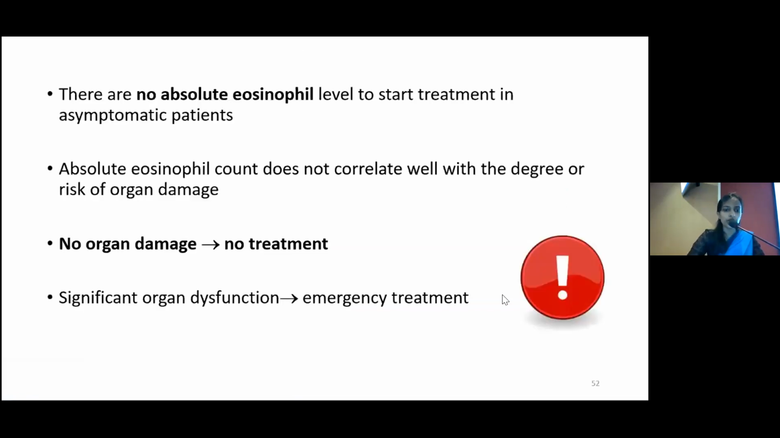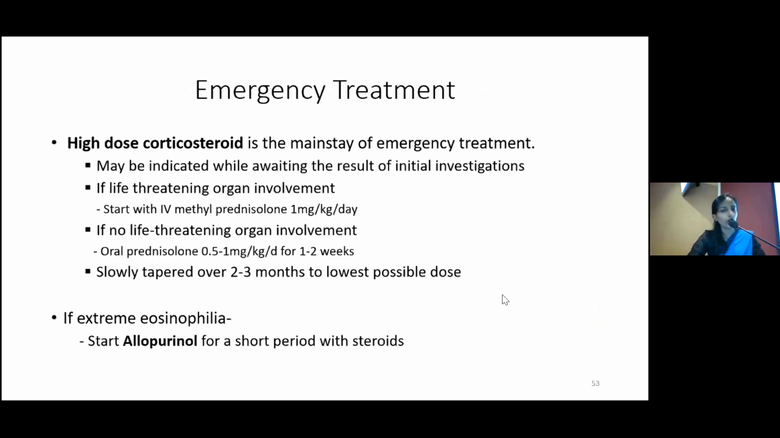So with regards to emergency treatment, there's no absolute eosinophil level to start treatment in asymptomatic patients because the absolute eosinophil count does not correlate with the risk of end organ damage. So if a patient is not having organ damage, irrespective of the cause, whether it's primary, secondary, or idiopathic, emergency treatment is not recommended. But if a patient is having significant organ dysfunction secondary to eosinophil infiltration to other organs, then those patients require emergency treatment irrespective of the cause. So the drug of choice in an emergency setup would be high-dose corticosteroids.